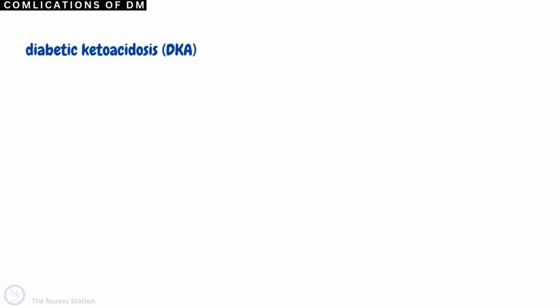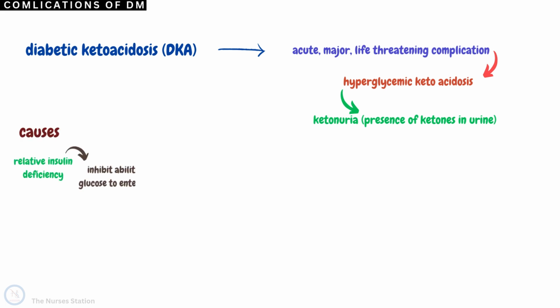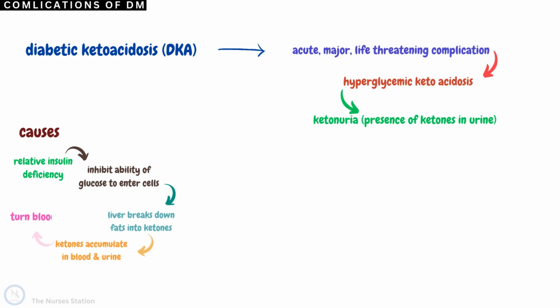Diabetic ketoacidosis is an acute, major, life-threatening complication of diabetes characterized by hyperglycemia, ketoacidosis and ketonuria. It occurs due to a relative insulin deficiency, which inhibits the ability of glucose to enter cells for utilization as metabolic fuel, causing the liver to rapidly break down fats into ketones for energy generation. The overproduction of ketones results in its accumulation in blood and urine, turning the blood acidic. Diabetic ketoacidosis, or DKA, mainly occurs in type 1 diabetes mellitus, as the presence of insulin in type 2 diabetes mellitus prevents the breakdown of fats, but sometimes it can occur in type 2 diabetes mellitus as well.